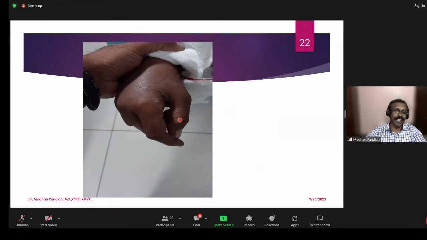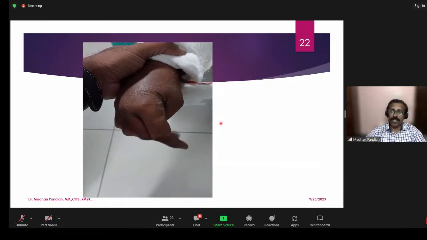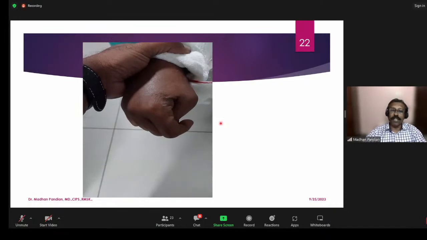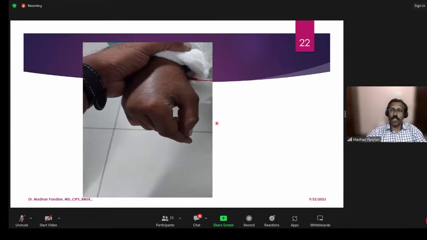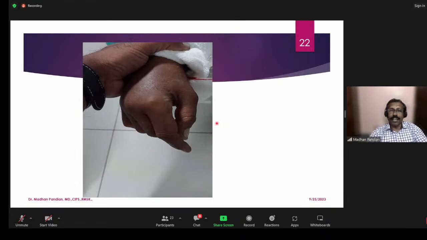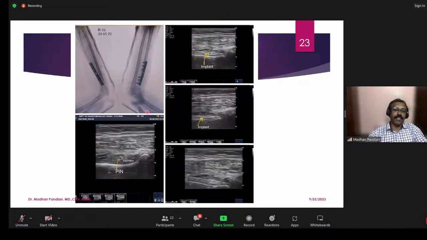So what does that indicate? That indicates only a posterior interosseous nerve entrapment by the screws. That was actually only the third screw which was giving the entrapment. See, you could see there is the third screw there.